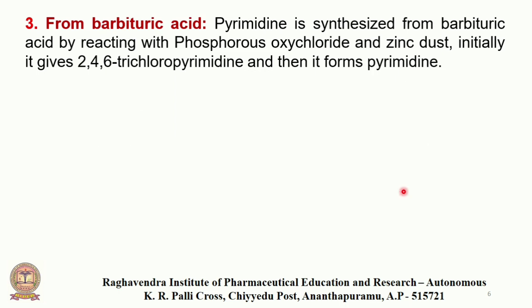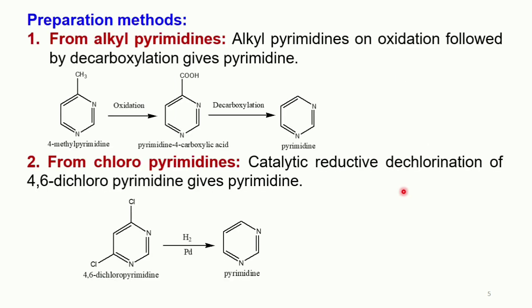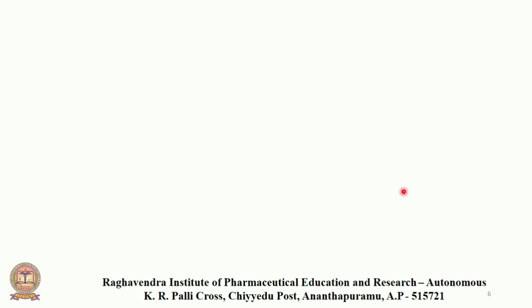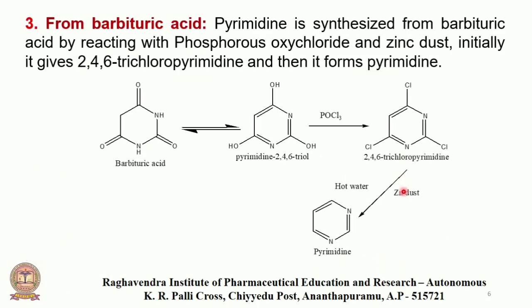So these are the three methods of preparation we can see in the case of pyrimidine: from alkyl pyrimidines, chloropyrimidines and from barbituric acid.